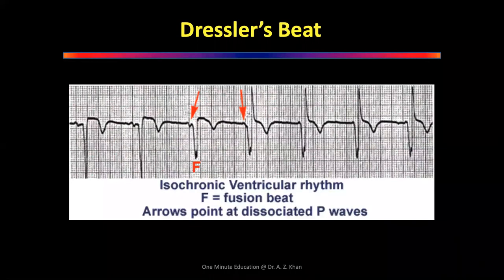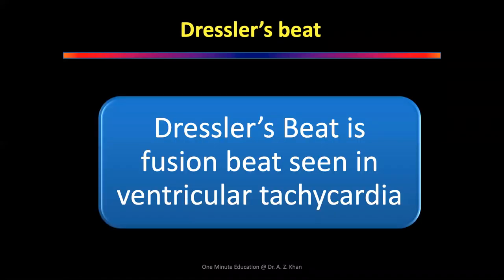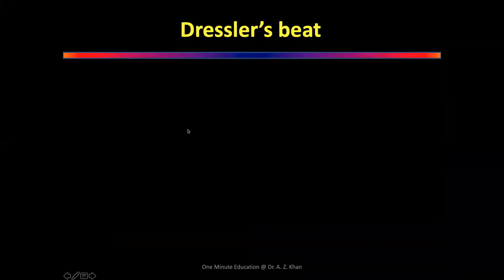What is happening? So what is Dressler's beat? Somebody tell me, what is Dressler's beat? You'll get marks if you tell me. There's something happening here. Fusion beat, this is what gives you the answer. In what conditions do you get it? Okay, it's a fusion beat seen in ventricular tachycardia. That's what you need to know. Dressler's beat is a fusion beat. That notch that you're seeing there, this is Dressler's beat. If I do an ECG lecture, I'll tell you about it.